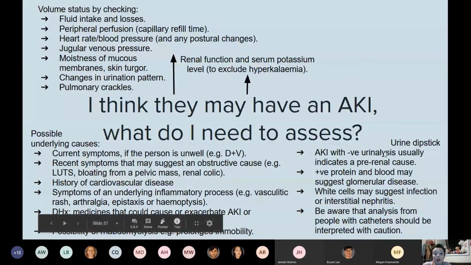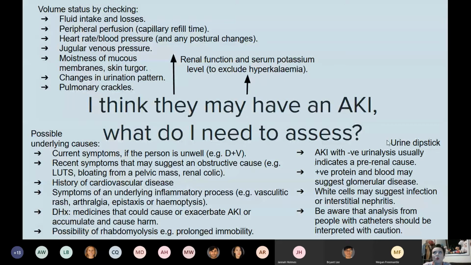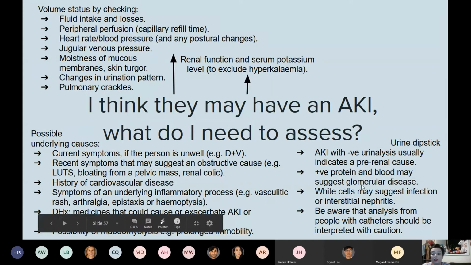Urine dipsticks, so you might do a urine dip. Well, you should do a urine dip. It's less relevant in older people because it's questionable how accurate it is. But in most people, doing a urine dip will give you some information that you can use. So you'll be looking for things like protein and blood in the urine. White cells could suggest infection, but if you are thinking infection, you want to be looking at the other symptoms as well, and you're more likely to do a midstream culture.